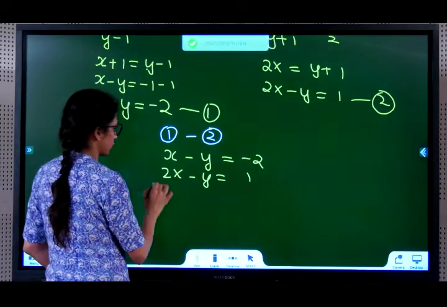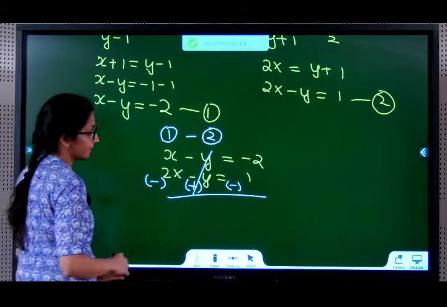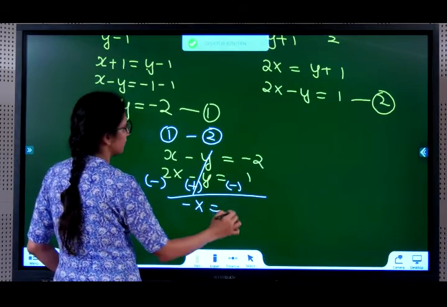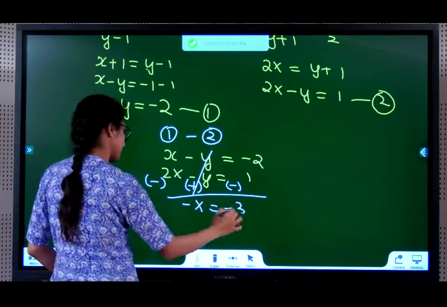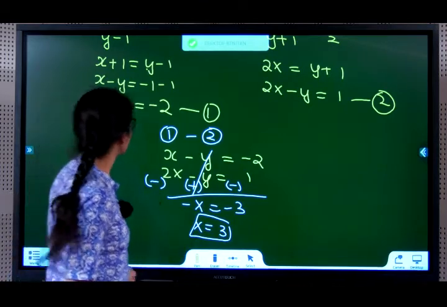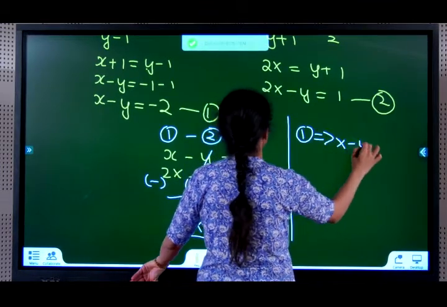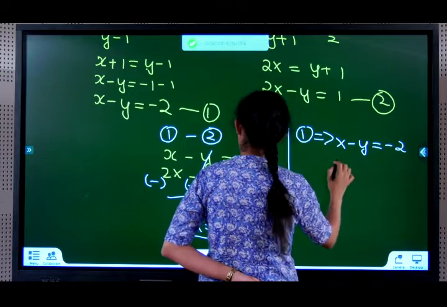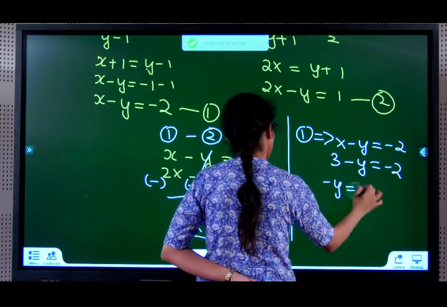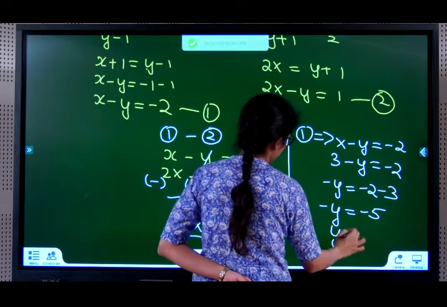You're going for subtraction. Subtract, that means change the signs. Minus y and plus y cancels. x minus 2x is minus x. Minus 1 minus 2 is minus 3. x is equal to 3. Use any one of the equations to get the value of y. So I'm using equation 1. x minus y is equal to minus 2. x is 3. 3 minus y is equal to minus 2. Minus y is equal to minus 2 minus 3. Minus y is equal to minus 5. y is equal to 5.